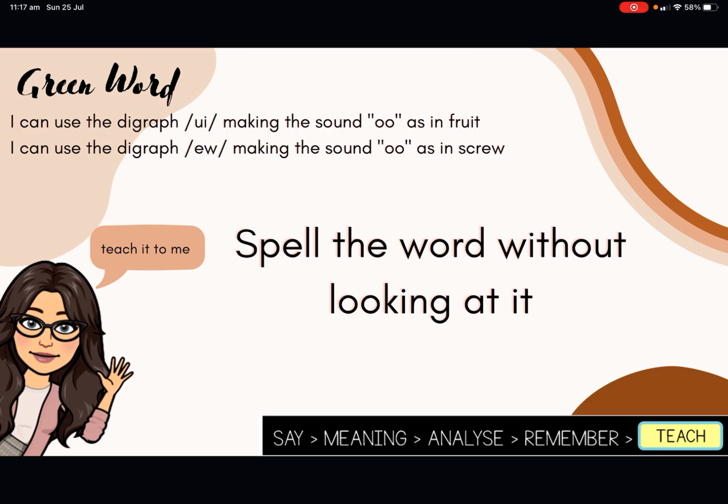Okay, have a turn at spelling the word struth without looking at it. On the next screen, you'll be able to double check that the words that you have so far spelt have been spelt correctly. And if by any chance you've missed a letter or you've forgotten a letter, or you've muddled up the digraphs that we've been focusing on this week, then you can correct that using the next screen.